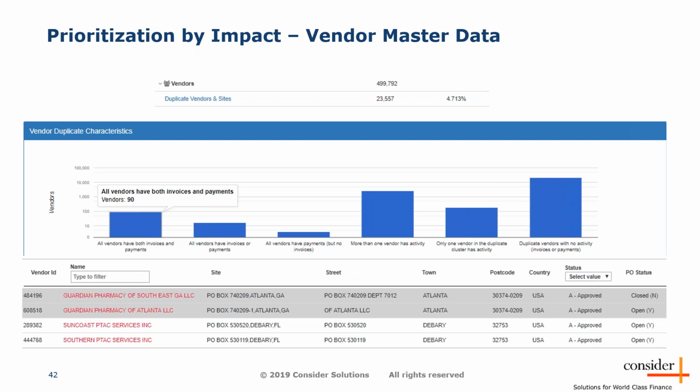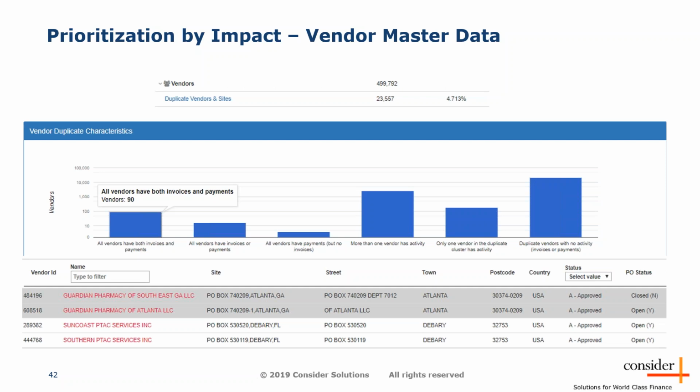What we're looking to do here is prioritize the challenges we may have with vendor master data, such as duplication, poor quality, missing details. Prioritize in terms of identifying those vendors where there is transactional activity. So where we've got a set of duplicate vendor master records and there are invoices and payments against all of the records within the duplicate cluster.